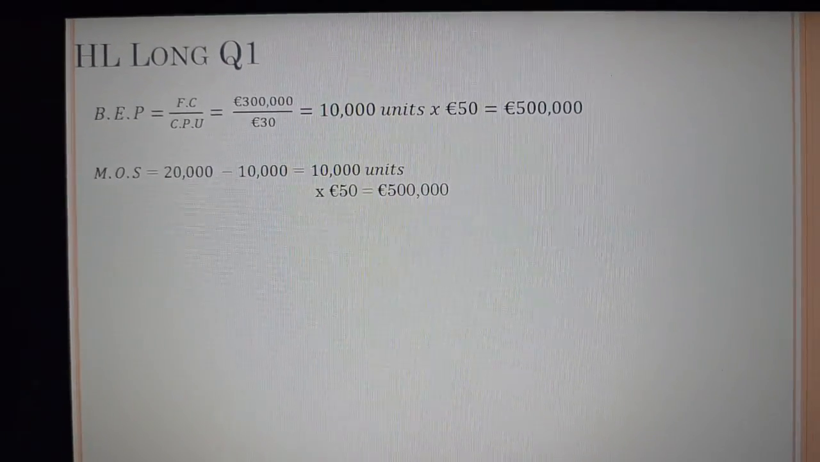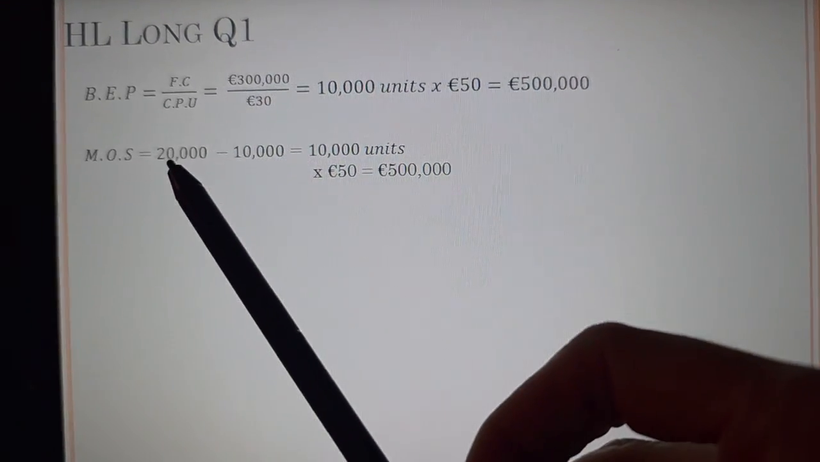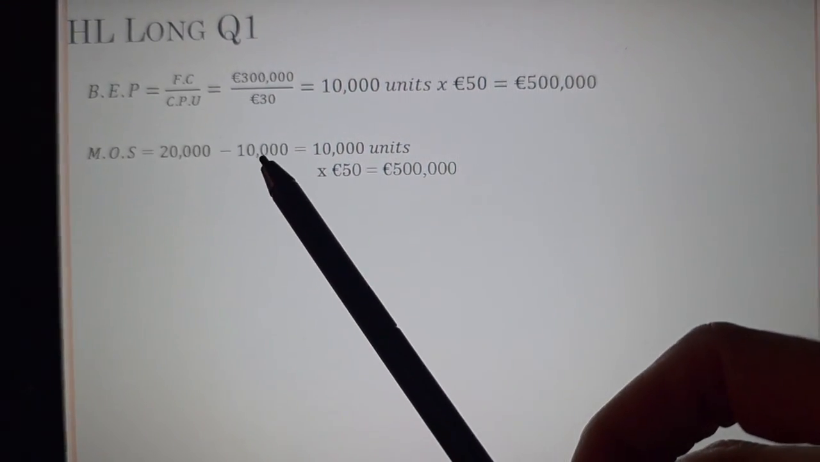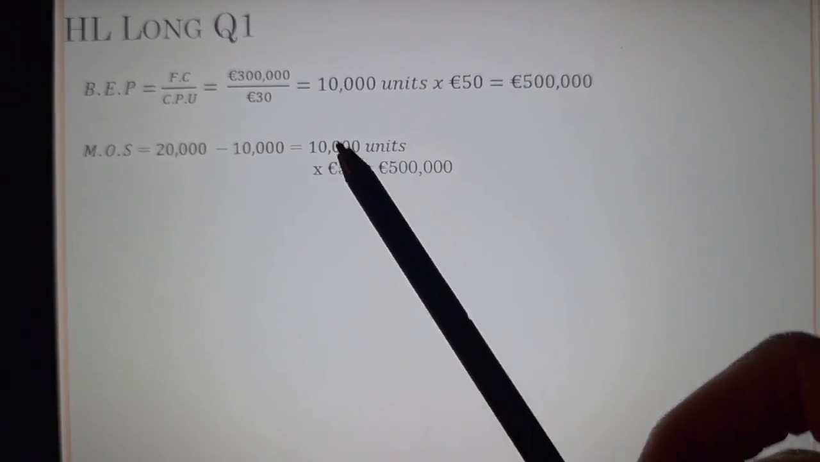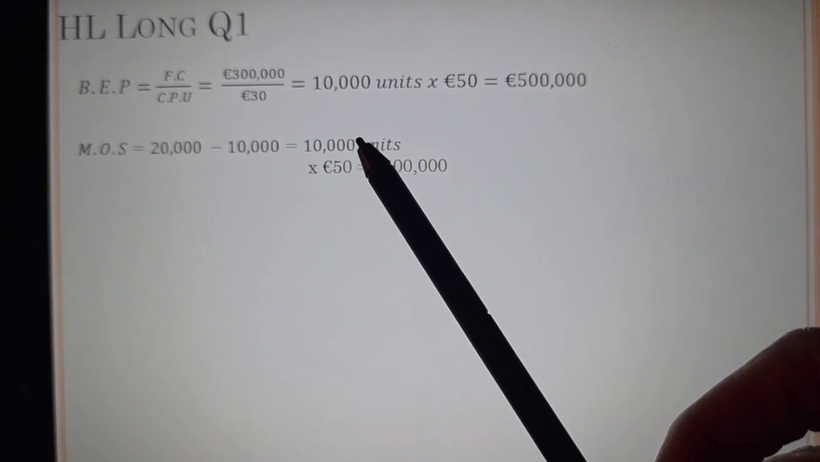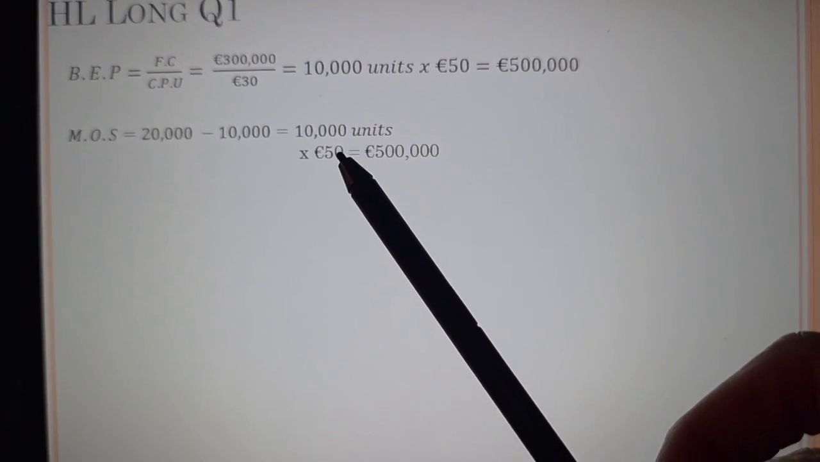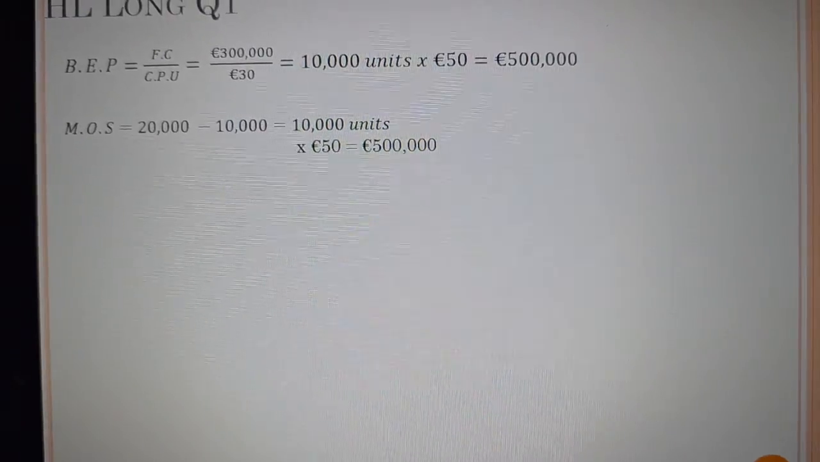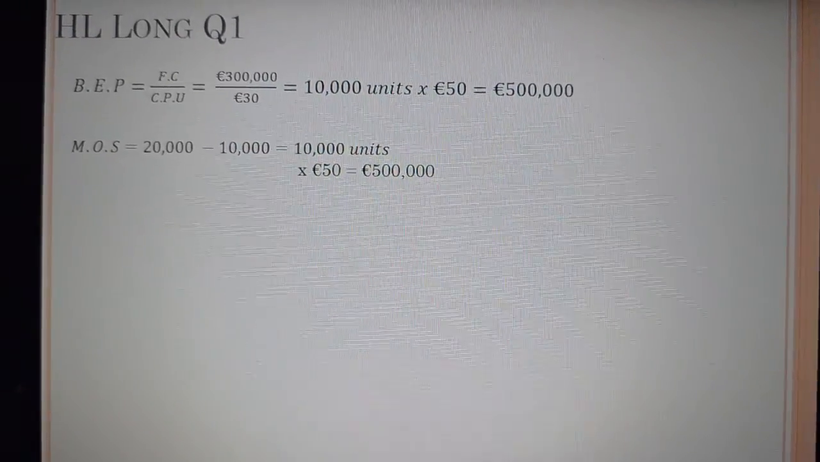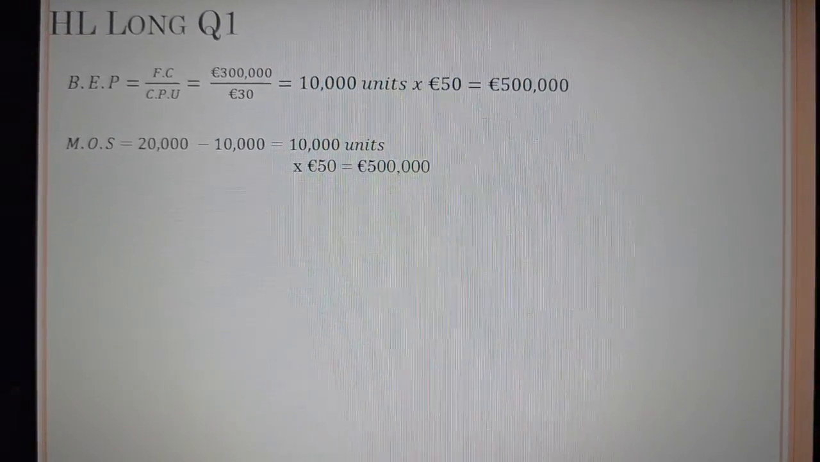The margin of safety is your forecast output, which is 20,000 units, take away your break-even point that I just calculated. So my margin of safety is also 10,000 units. Turn that into a monetary value by multiplying it by €50, which was the selling price per unit, and that gives me 500 grand as well.